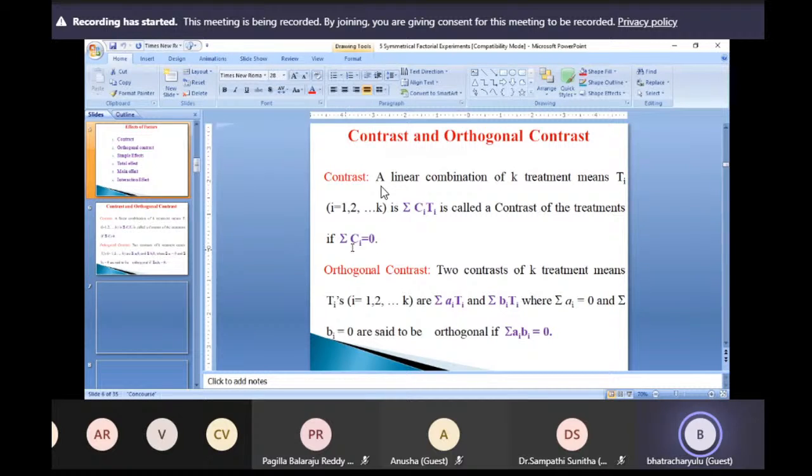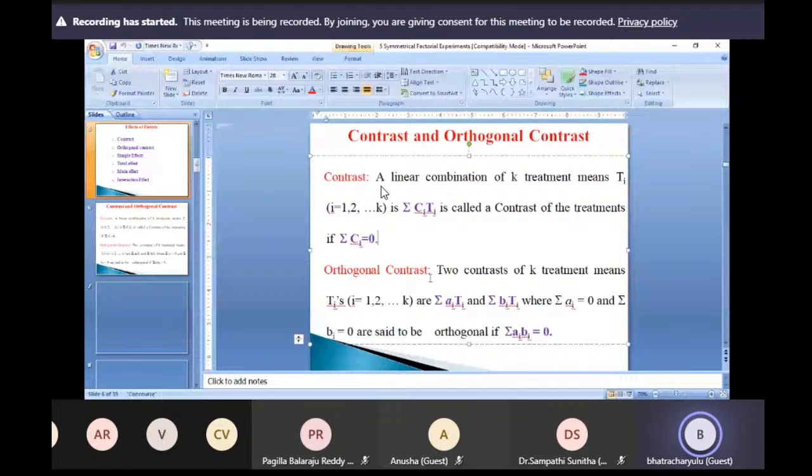So then it is said to be a contrast, not the sum of the treatment values. The coefficient values must sum to 0; then it is said to be a contrast, summation of Ci equals 0. Are you following or not? Like 1 T1 minus 2 T2 plus 1 T3. That gives some value, and it is said to be a contrast because 1 minus 2 plus 1 is 0.